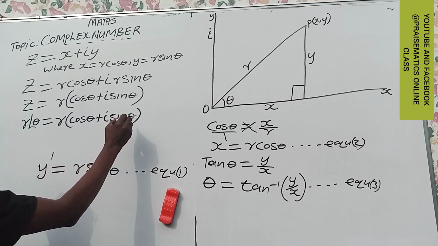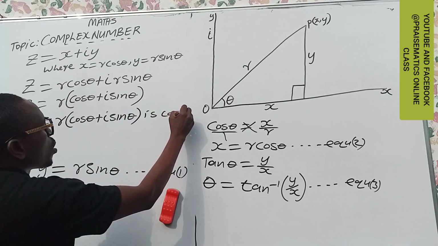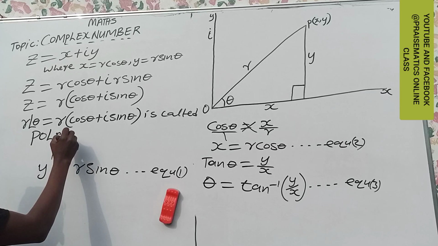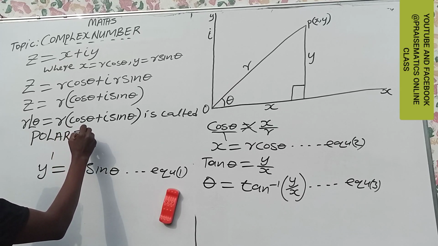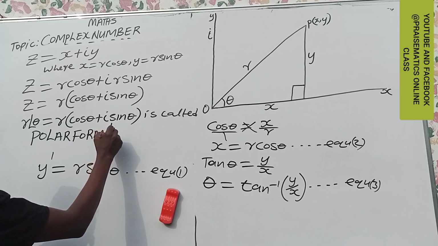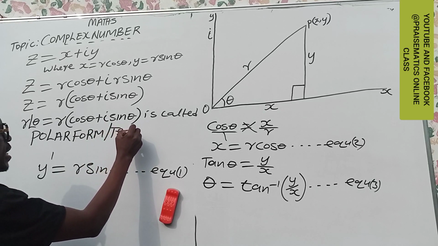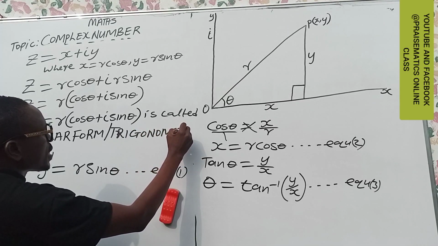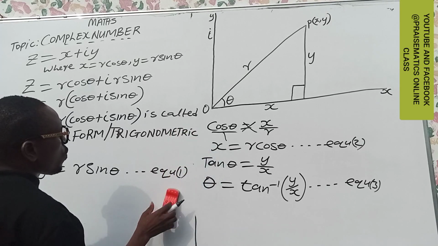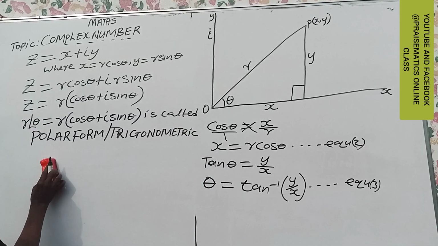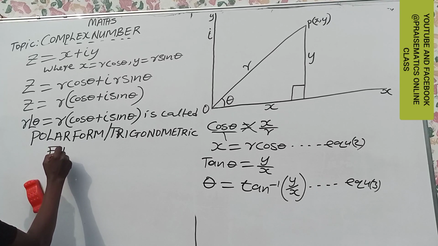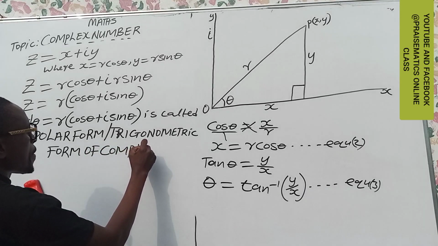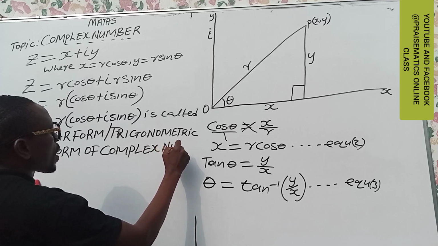So this is called the polar form or trigonometric form of complex number.